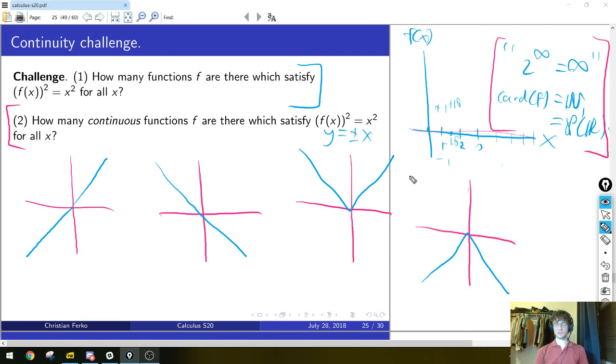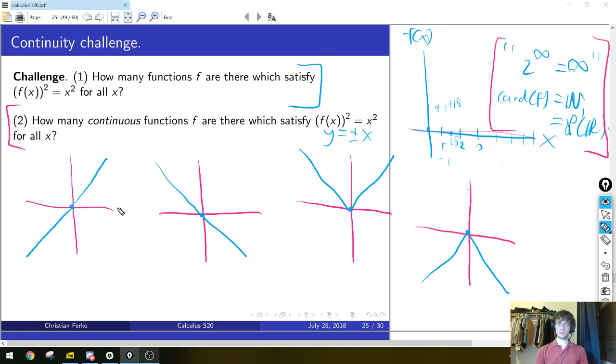The question is just, how can we stitch together slope plus 1 and slope minus 1 in a way that it's still continuous? And the only way to stitch them together is at a point where they're both 0. Right, because the only time the line of slope 1 and the line of slope -1 cross is at the origin. So actually, these are the only 4 choices, right?